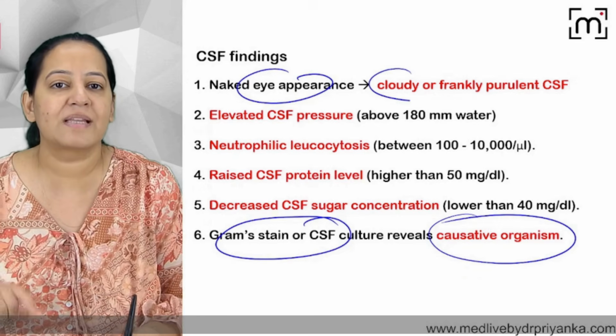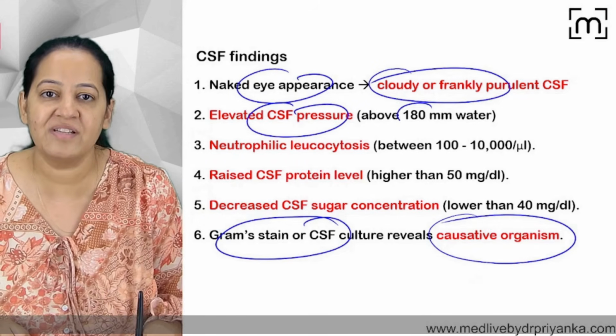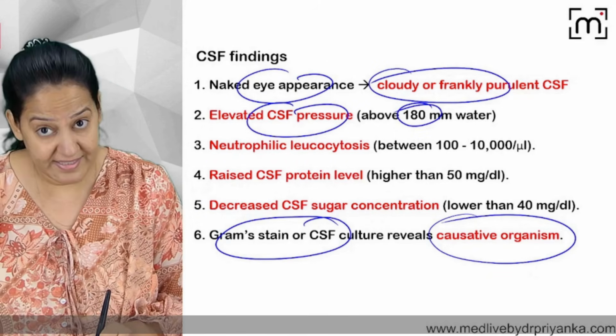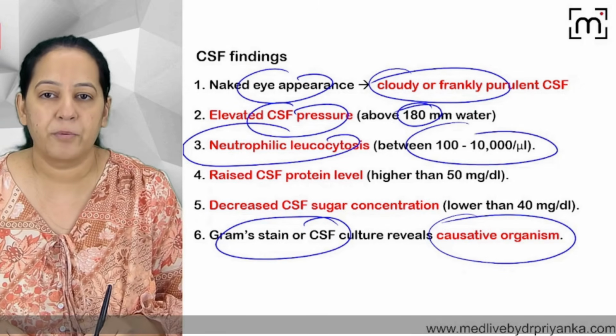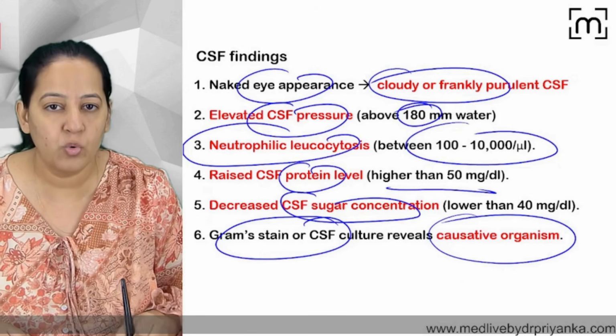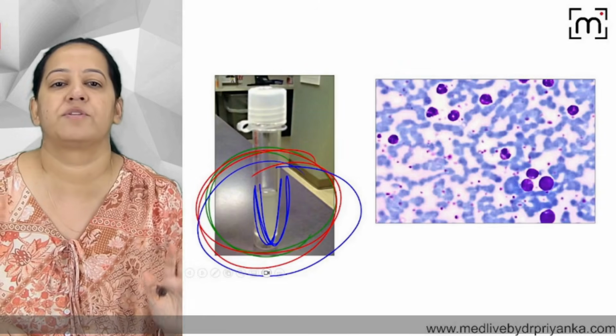First, C, appearance: it's cloudy. CSF pressure is slightly elevated. If you see the cells, neutrophils are there, 100 to 10,000 per microliter. Protein will be high and glucose will be low. And you will get the causative organism.